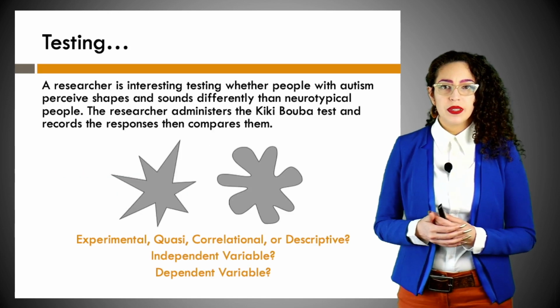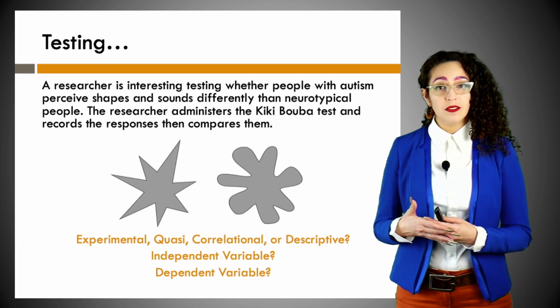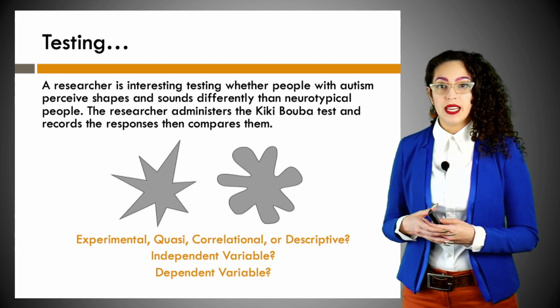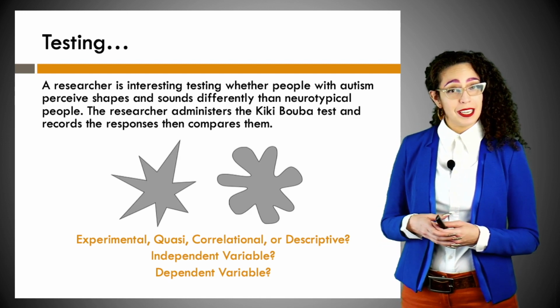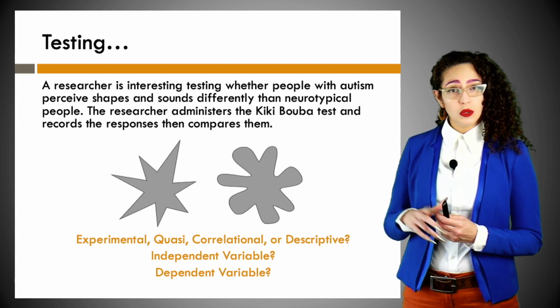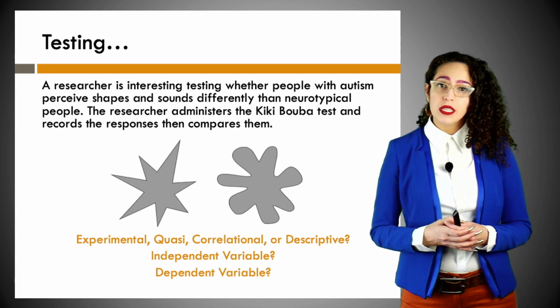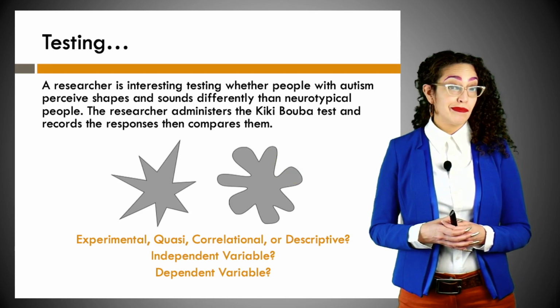How about this last one? A researcher is interested in testing whether people with autism perceive shapes and sounds differently than neurotypical people. The researcher administers the Kiki Bobo test and records the responses, then compares them. Now, in case you're not familiar with the Kiki Bobo test, one of these two creatures here, these are creatures from outer space. One is named Bobo, one is named Kiki. Which one do you think is Kiki and which one do you think is Bobo?